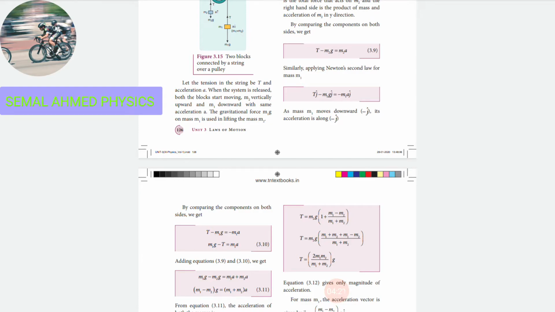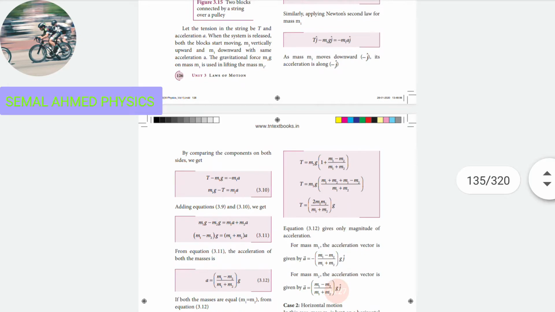So the next equation will come like m1g minus T is equal to m1a. Here the minus goes to the left hand side so it becomes positive, and this goes to the right hand side, so T becomes negative, minus T. So 3.10 is nothing but equation 2.